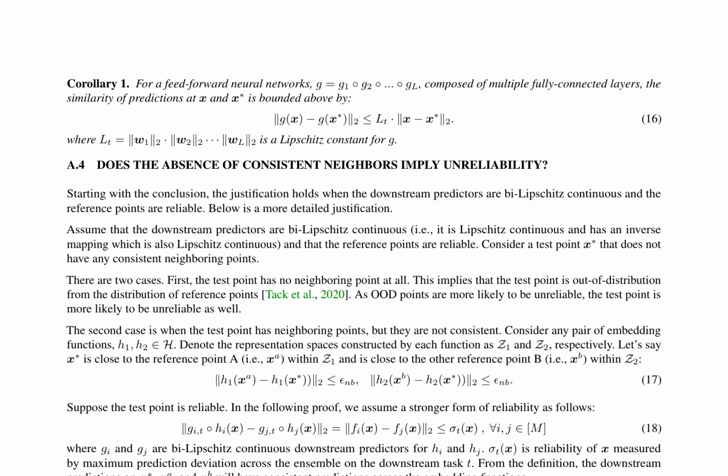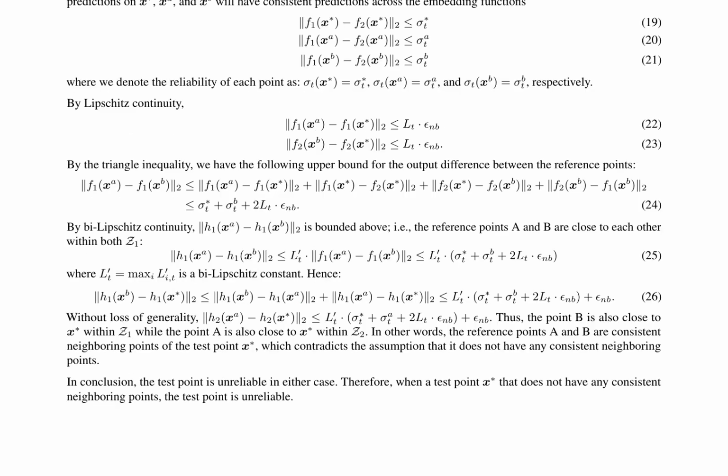The second case involves using the bi-Lipschitz continuity of the downstream predictors and the embedding functions to show that if a test point has inconsistent neighboring points, it is also unreliable. This is achieved by bounding the differences in representations and predictions across different embedding functions, ultimately leading to a contradiction when assuming the test point is reliable. The authors conclude that when a test point lacks consistent neighboring points, it is likely to be unreliable. This insight contributes to understanding the importance of neighborhood consistency in evaluating the reliability of predictions in neural networks.